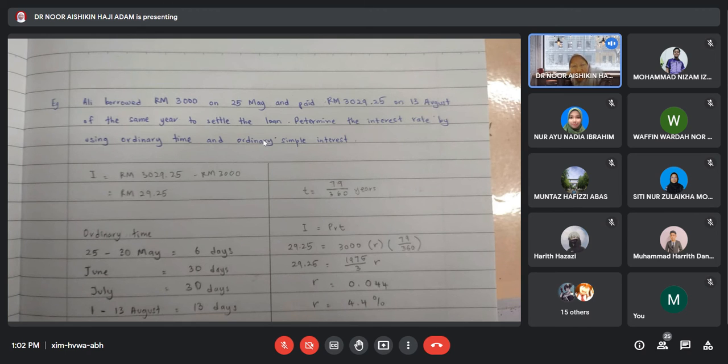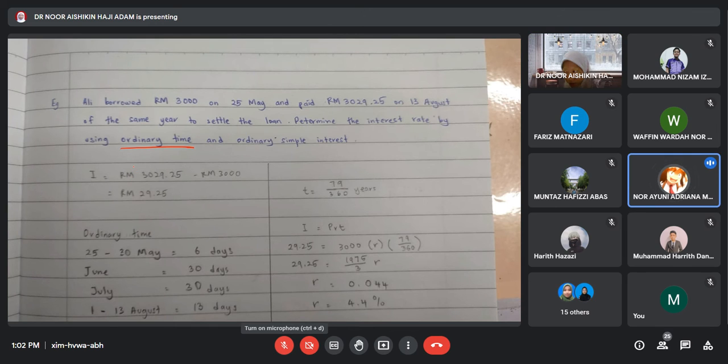Determine the interest rate by using ordinary time and ordinary simple interest. Ordinary time means kita nak assume every month ada. Class? Every month ada berapa hari? Ordinary time? What do we assume? 30 hari ataupun 31 hari. Louder? 30 hari ataupun 31 hari.